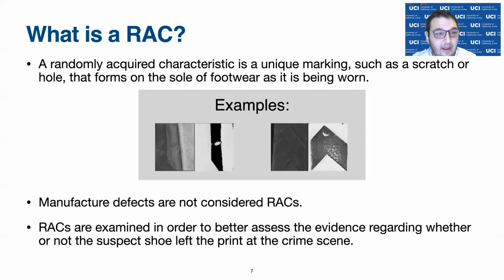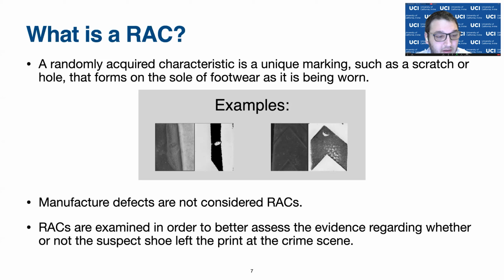So first, what is a RAC? A RAC is a marking on a shoe. Generally, the most common types are scratches and holes that form on the sole of a shoe as you wear them. So basically, you step on a rock, you could create a scratch or a hole in your shoe, and that would be a RAC. And in most cases, they are considered unique because generally people don't have the same markings on their shoe soles as other people.